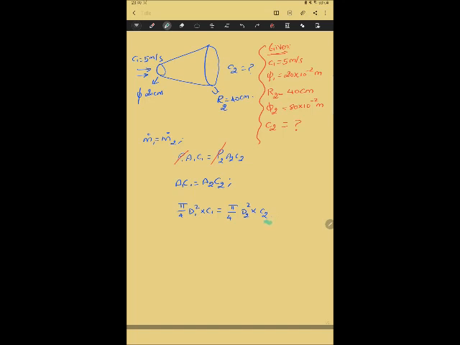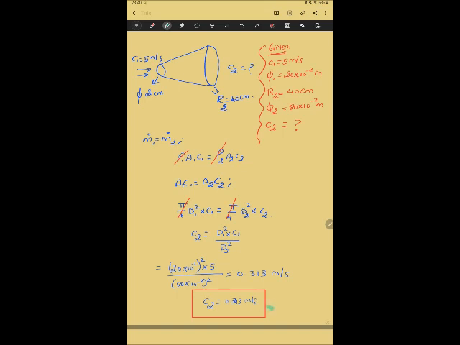C2 is what we need, so I'm just going to rearrange the equation. But before that, pi by 4 is a common term in both these things, so let's cancel that. There we go. Now let us rearrange the equation to find C2. This goes to the other side of the equation and becomes divided by. Now, if you think of it, we know D1, we know C1, we also know D2. All that we do is substitute in the equation and we get the answer as 0.313 meters per second.